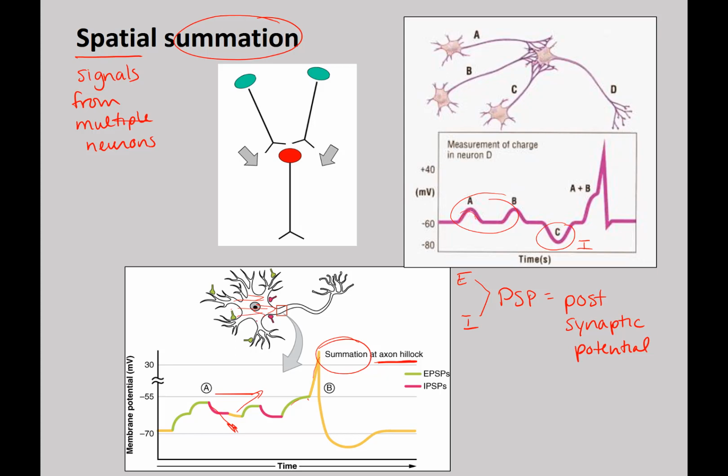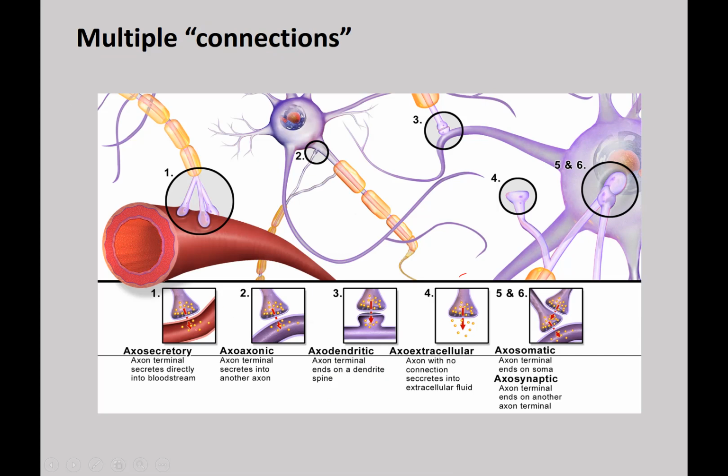Otherwise, it's just diffusion of these small signals. Okay, so temporal means from the same neuron, rapid fire. Spatial means from different neurons. And what I just want to show you, and this is not terms that you need to know, but just appreciate that it's way more complicated than what we just went through, of course.